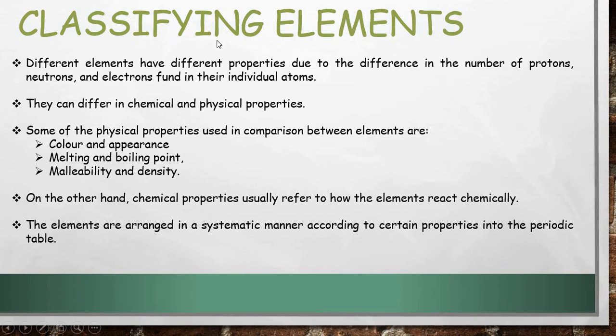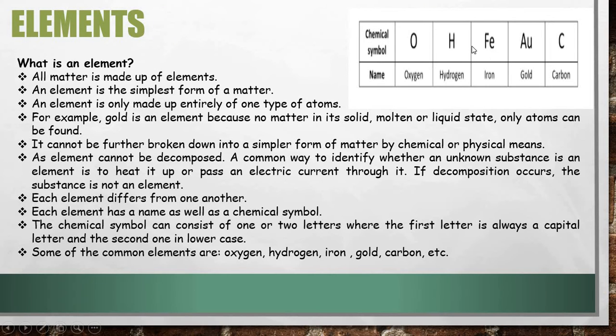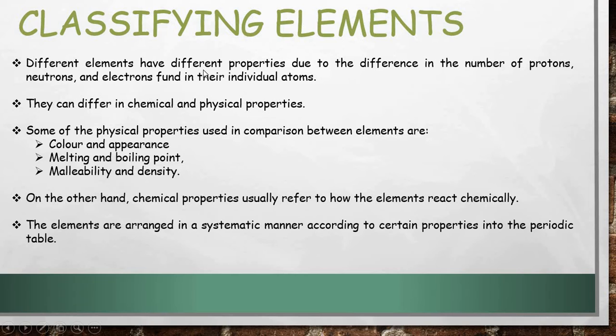So how do we classify the elements? This is a subtopic: classifying elements. Different elements have different properties due to the difference in the number of protons. You already learned that: the number of protons, neutrons and electrons found in the individual atoms. An atom is made up of electrons, protons and neutrons. Each element, for example oxygen, will have a different number of protons, electrons and neutrons. That's why they have different properties.